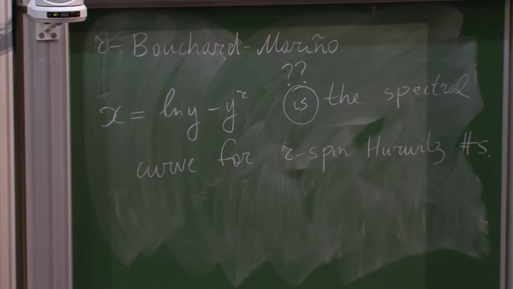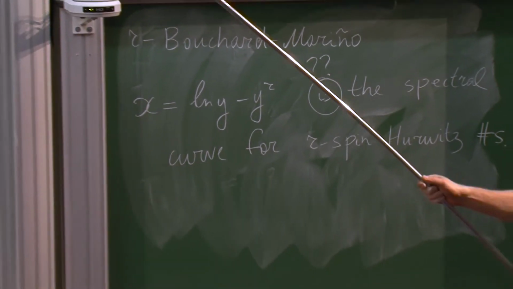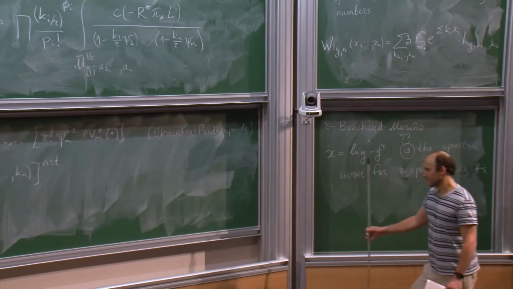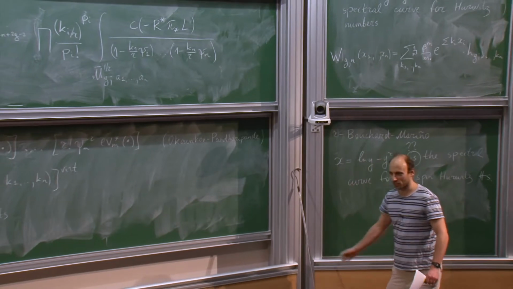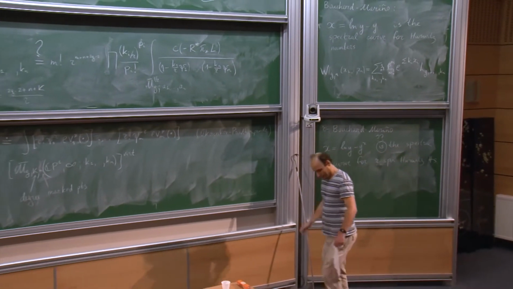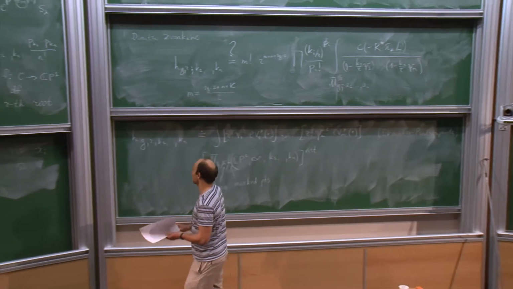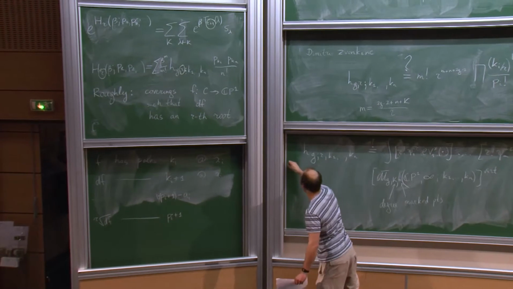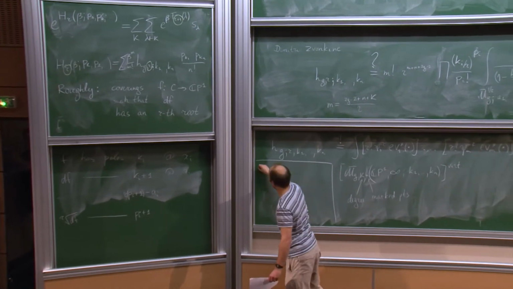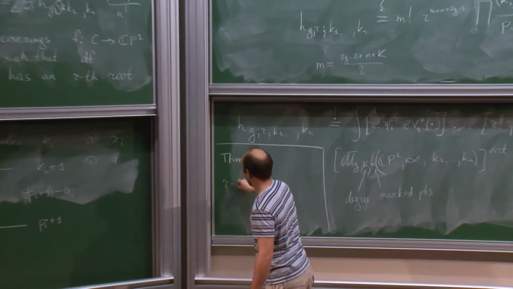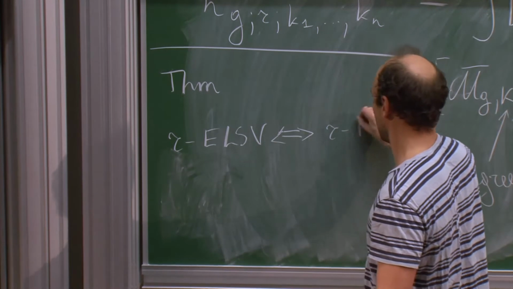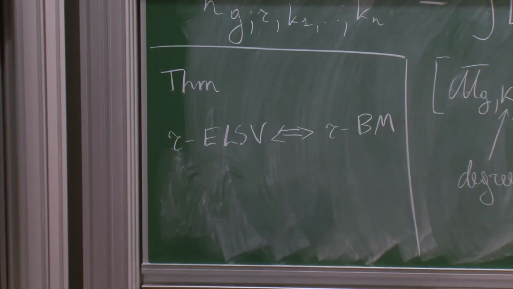So that's the main theorem of the talk, that the R-ELSV conjecture and the R-Bouchard-Marigny formula are equivalent to each other. So if someone proves one of them, both will be proved at the same time. Maybe I should write that down since that's the main theorem. Right, let me write it here. R-ELSV is equivalent to R-Bouchard-Marigny. Okay.